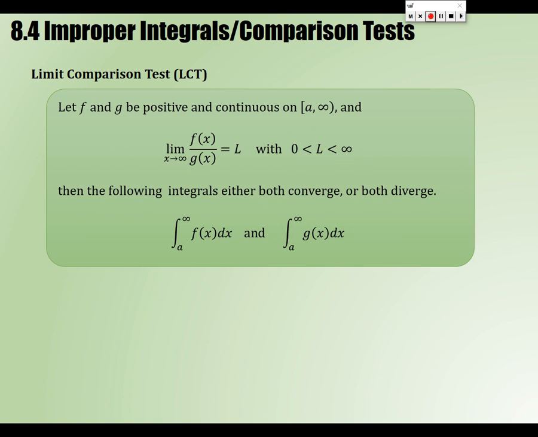If that comes out to some number, then we'll basically say they act the same, right? If you stack two functions, and as you take the limit as it goes out to infinity, you get a number like 5, well, then they act the same way. They're in proportion to one another.